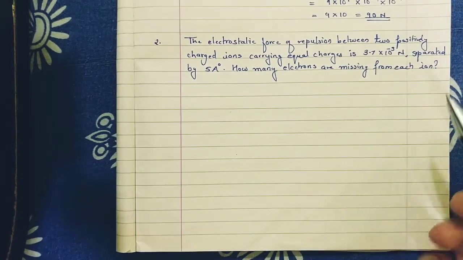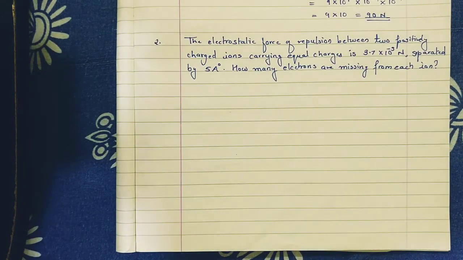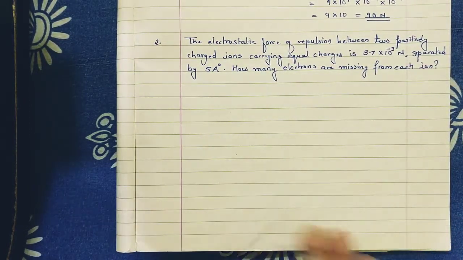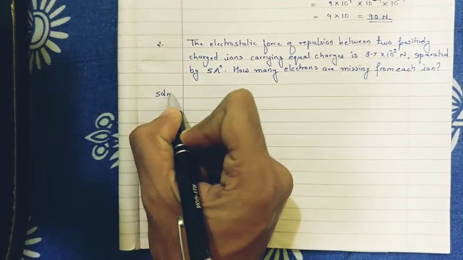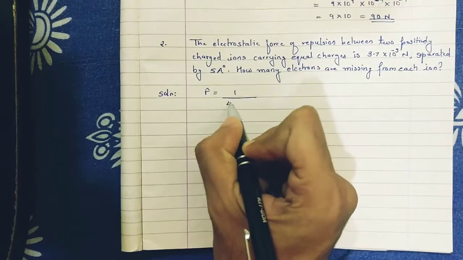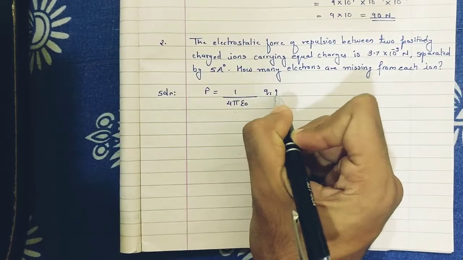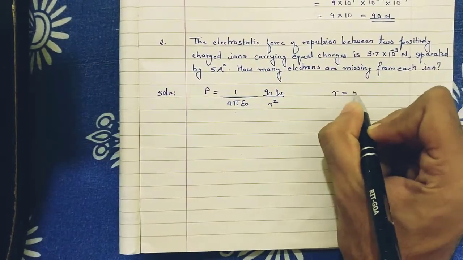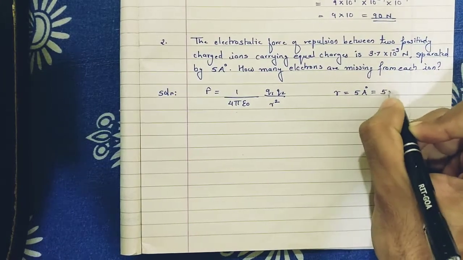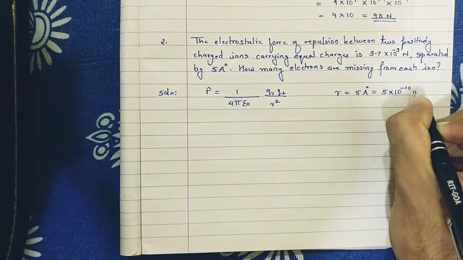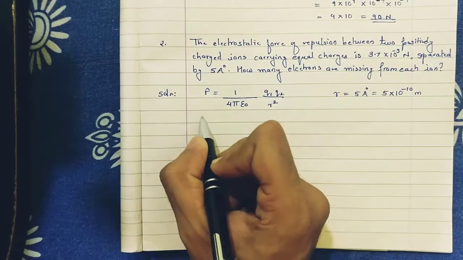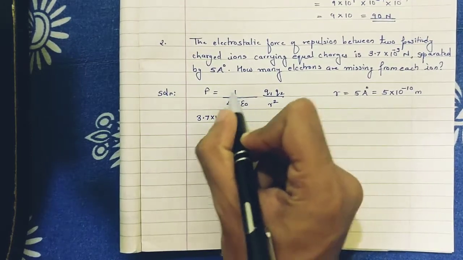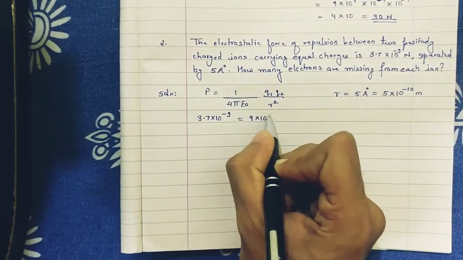So how do we find this out? Using the expression Q is equal to Ne, we need to find N, the number of electrons missing, after we get the charge. So the first step is to find the charge. Let's write down the formula: force of repulsion F is equal to 1 upon 4 pi epsilon naught Q1 Q2 upon R square. Let's substitute. R is given as 5 angstrom, and 5 angstrom is 5 into 10 raised to minus 10 meters. Force is 3.7 into 10 raised to minus 9, equal to the constant 9 into 10 raised to 9.